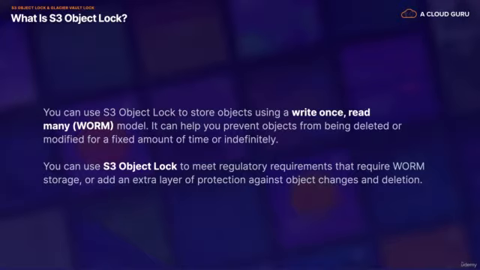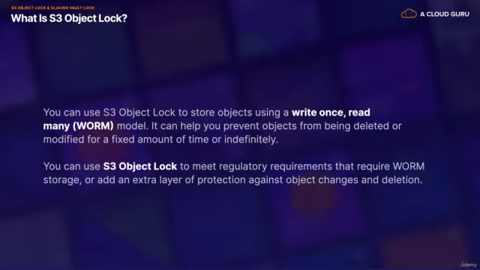Well, you can use S3 Object Lock to store objects using a write once, read many model, or a WORM model. And it can help you prevent objects from being deleted or modified for a fixed amount of time or indefinitely. So if you've got an object and you don't want somebody to be able to go in and modify it, so change the data inside it, or you don't want them to be able to delete it, you can use S3 Object Lock to basically lock that object so it becomes unmodifiable and undeletable.